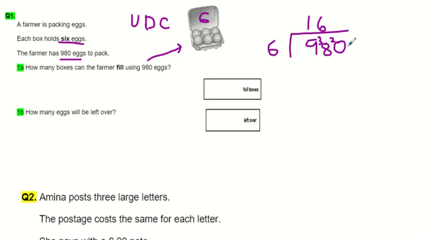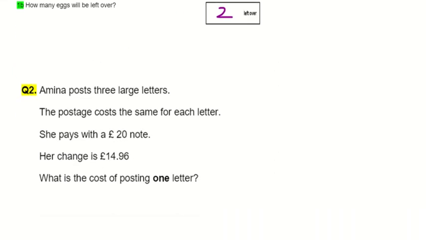So 6 into 20. I know my 6 times table again. And I know 6 times 3 is 18, but I know that that would give me a remainder of 2. So I'd have 2 eggs left over. So that means I can fill 163 boxes exactly, and I'm going to have 2 eggs left over. Okay, so let's have a look at question number 2.